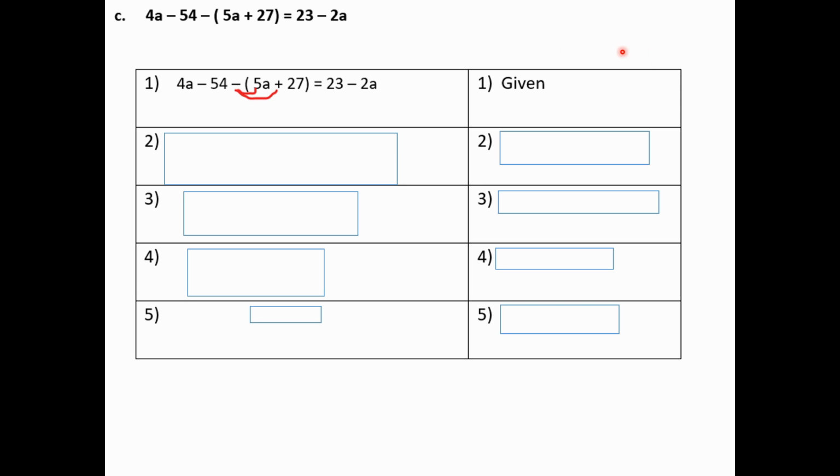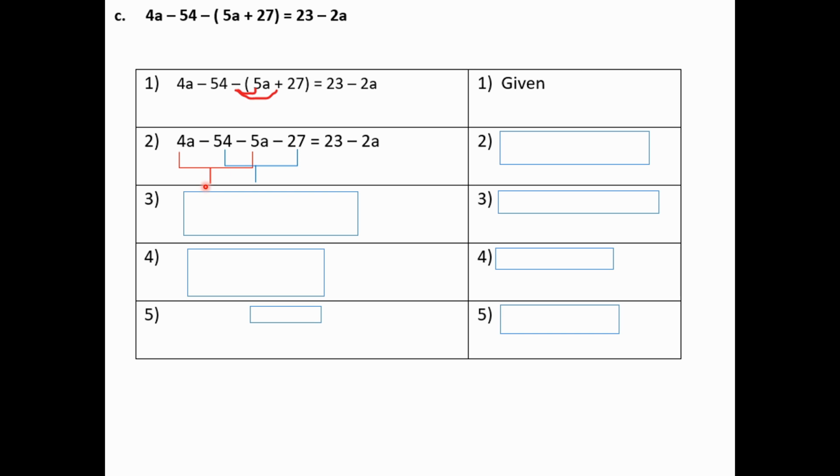Moving on to our final example here. Again, we're going to start off by restating our problem and stating that this was given to us. We do have some distributive property that we can apply. So we're going to apply this negative to the 5a here, as well as this positive 27, which is now negative 5a minus 27.